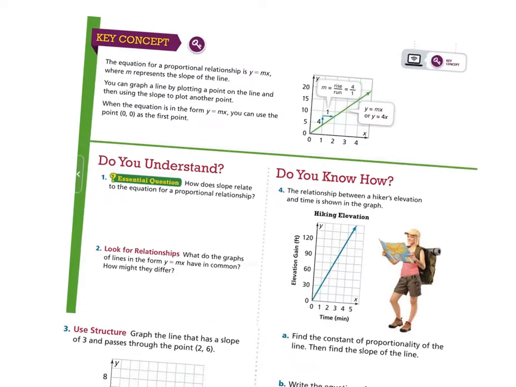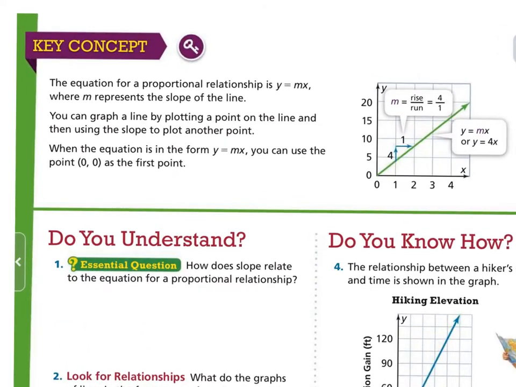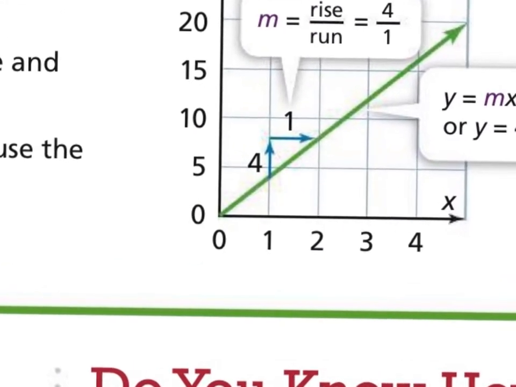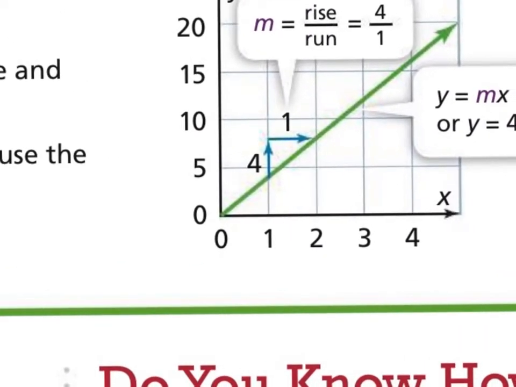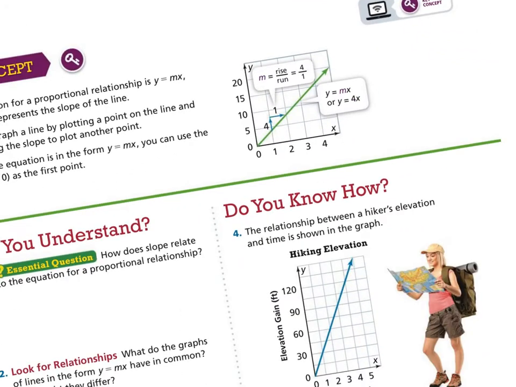So if you look at the key concept, it just kind of recaps for us. Not the best recap with the numbers they picked for us to look at those points to know we went up 4 and over 1. But anyway, if you assume they gave us where we could tell we went up 4 and over 1, that is our slope. We're substituting into y equals mx, so our equation would be y equals 4x.